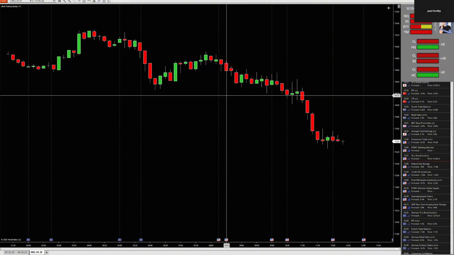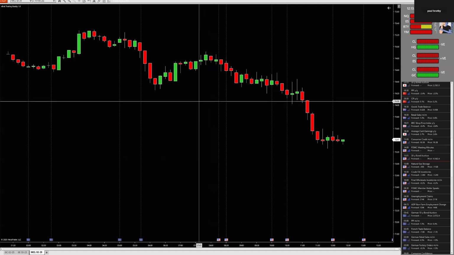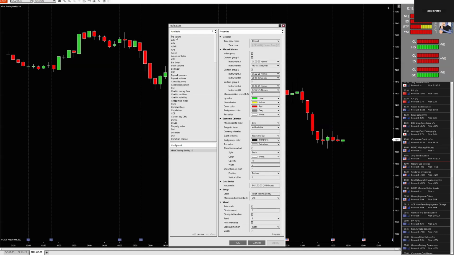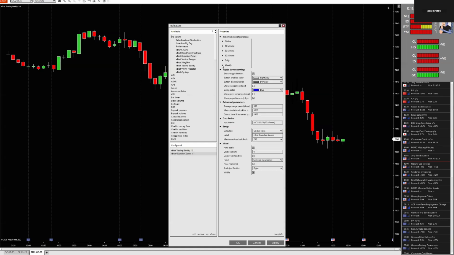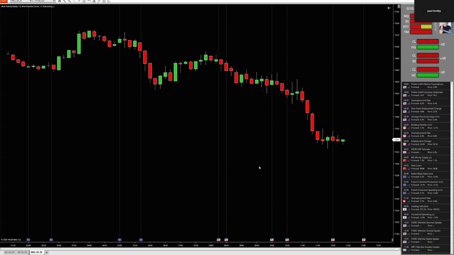So what I'm going to do now is add the automated support and resistance zones from the Guardian zones. I'm going to go to indicators, go to xBrat's, and add the Guardian zones. Now, I'm not really interested in the weekly or the daily zones, to be honest, so I'm going to disable those and click apply. Just give it some time to calculate.